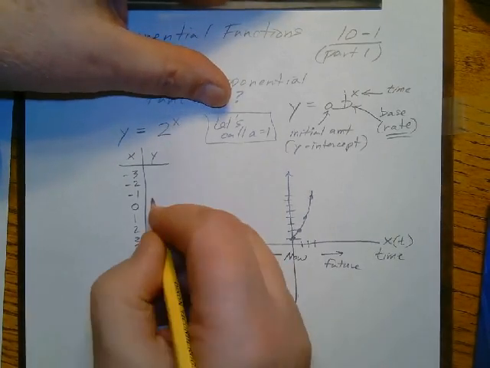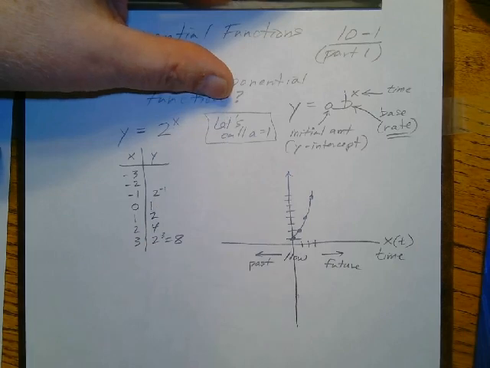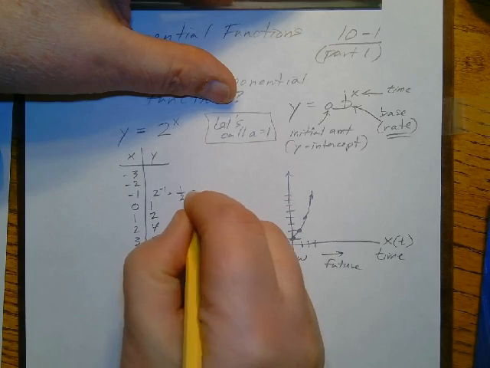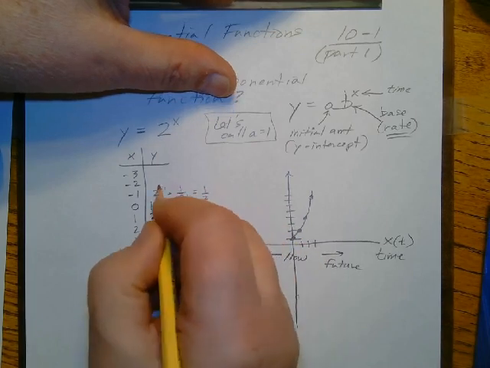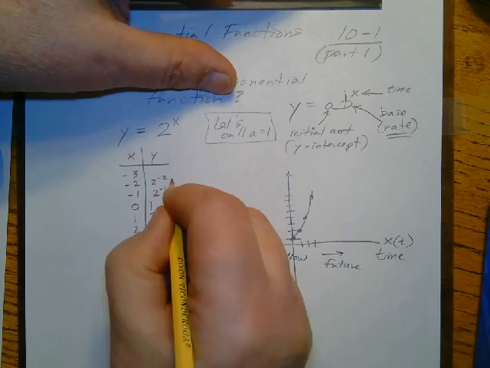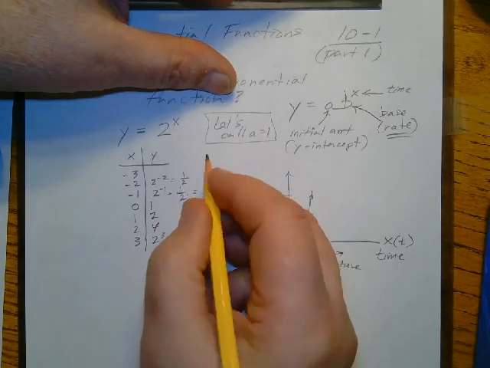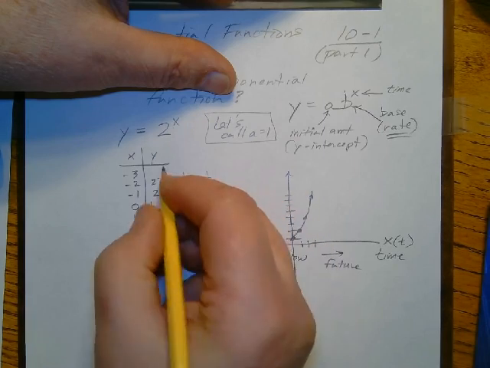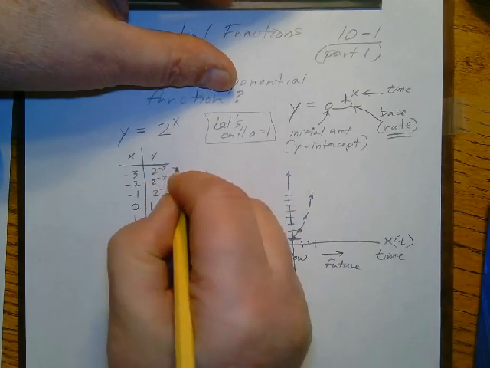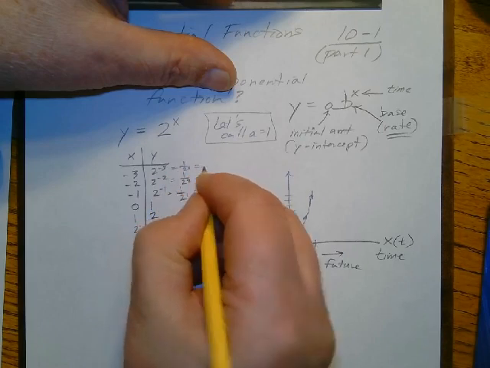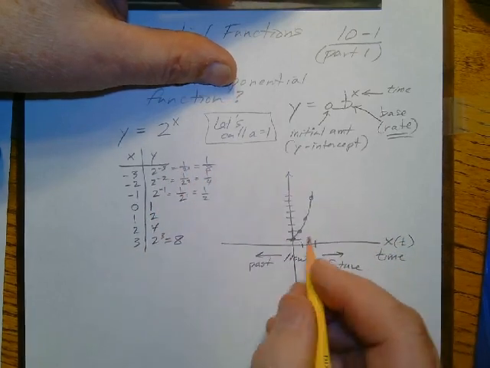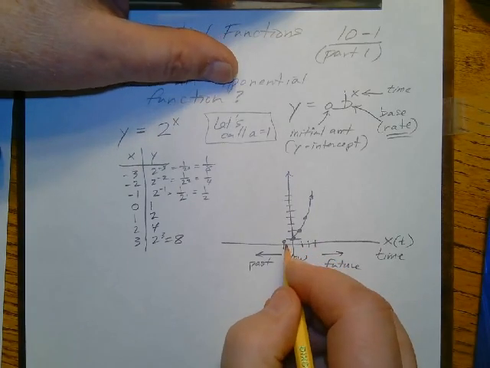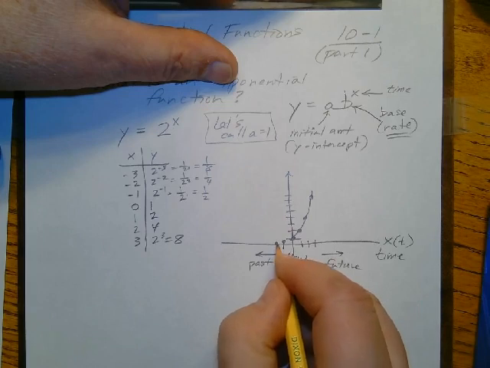2 to the -1. Well, what happens if we take something to the negative power? We have to put that on the bottom of the fraction now, to the 1, and this is actually a half. How about 2 to the -2? That would be 1 over 2 to the positive 2, or 1/4. And 2 to the -3 is 1 over 2 to the 3, which is 1/8. Let's graph that. -1 goes to a half. -2 goes to a quarter.